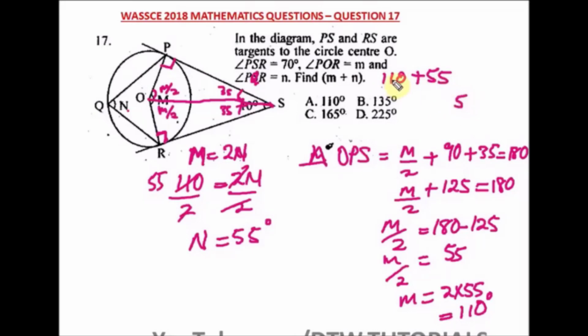It will give us a 5. And 1 plus 5 will give us a 6, and we'll drop a 1. So our answer is 165 degrees, and our right option here is option C.